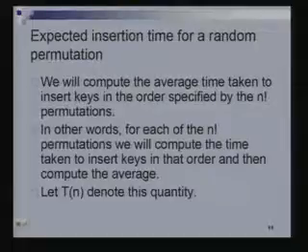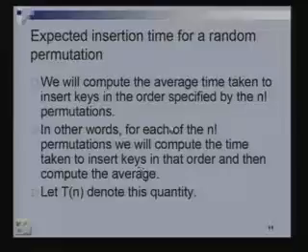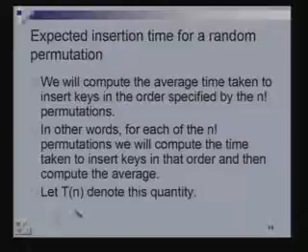So you will get this total time, this huge quantity, and will then divide it by n factorial to compute the average, and that will be the expected time it takes. So to summarize, for each of the n factorial permutations, we will compute the time taken to insert the keys in the order specified by that permutation, and then we will compute the average. The average is computed over the n factorial permutations. We will denote this quantity by T of n. Whatever this value is, that will be T of n.